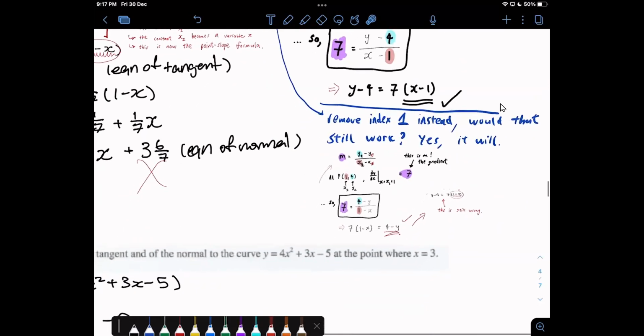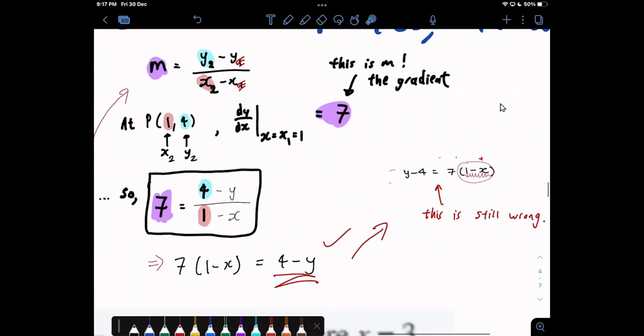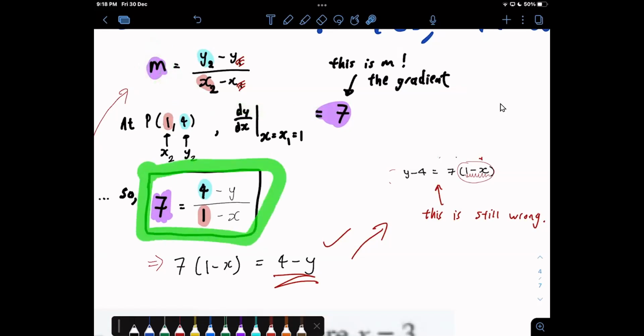So take a look. y2 minus y1 again over x2 minus x1. I remove index 1, I remove index 1. So it's just a generic y, generic x. Leave it alone. You have x2, you have y2. Those will be replaced respectively with 1 and 4. I think you can see the color coding, right? Blue with blue, orange with orange, and then purple replaced with 7. Then you end up with this guy, 7 equals 4 minus y over 1 minus x.